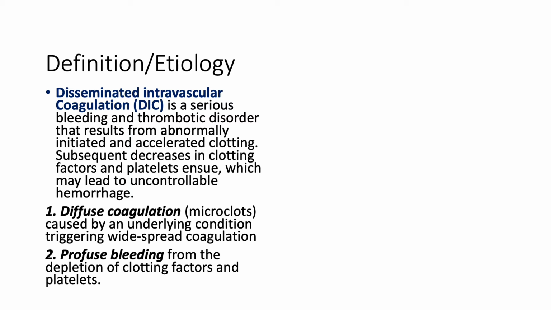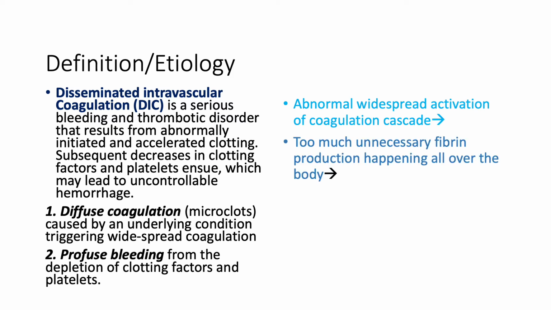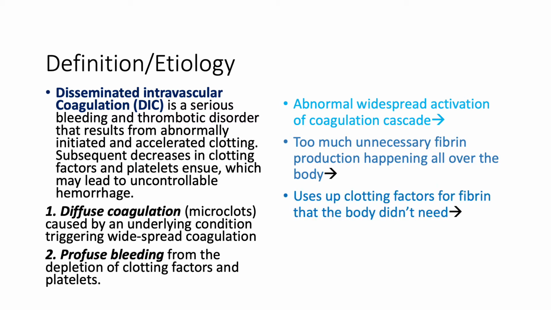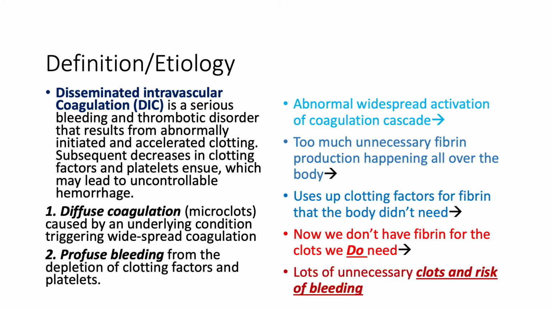So just to summarize, DIC is triggered by some underlying cause. That trigger causes this widespread activation of the coagulation cascade. That causes a whole lot of fibrin to be created all over the body that we didn't really need, and it uses up clotting factors. So now when we actually do need fibrin and we do need a clot somewhere to stop bleeding, we don't have enough factors to create the fibrin that we do need. And that is why we have, in one patient, a lot of clotting causing problems and increased risk for bleeding with potential hemorrhage.